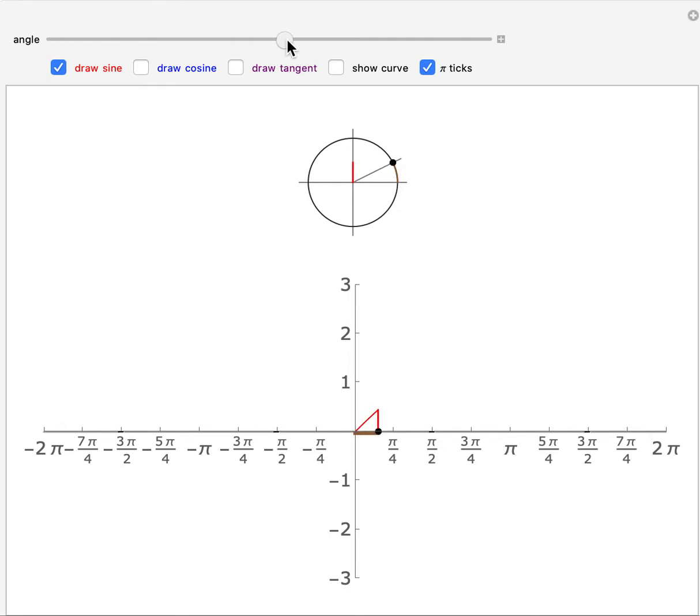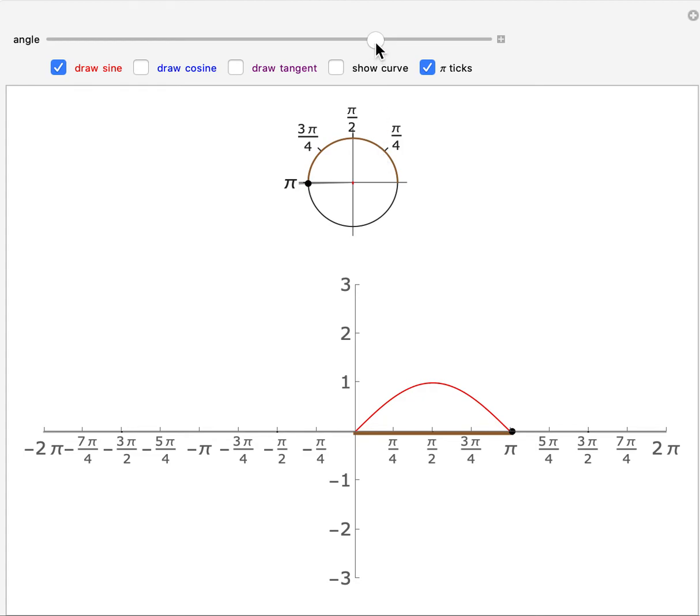Here's a little applet. If I increase theta, we always go into the first quadrant first. As we get to pi by 4, you can see that the red line is going up. As we increase the angle, the red line is getting higher until it gets to 1, and so at pi over 2 radians, our sine function is at 1. It then starts to come back down again as we move into the second quadrant.